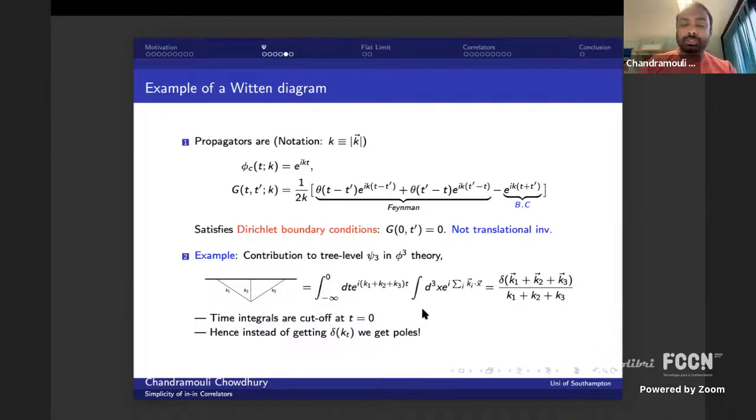Along the spatial direction, you would still write the same integral. And since the integral at t is cut off at t equal to 0, instead of getting a delta function, you would get a pole in k1 plus k2 plus k3. Okay. And the integral over the spatial direction gives you the standard delta functions. So this is the first place where you begin noticing a difference between an S matrix calculation and the wave function calculation.